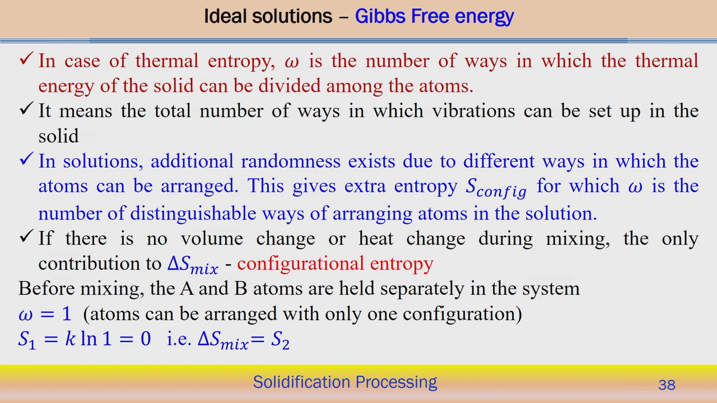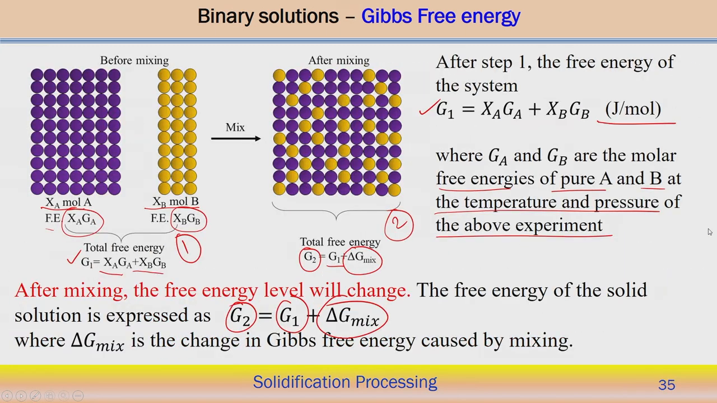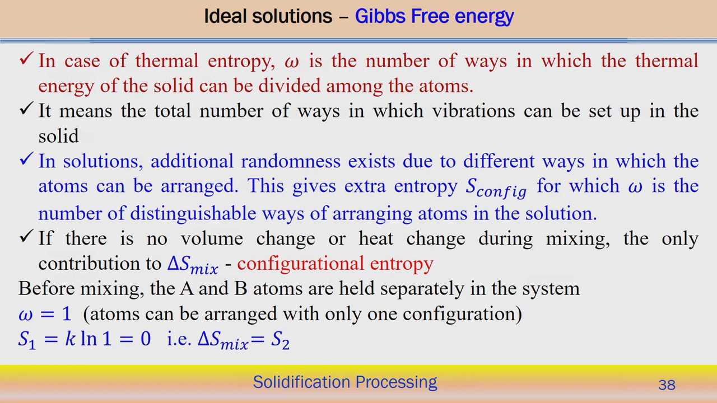If you try to understand the configurational entropy, we can see that before mixing, the atoms A and B are held together separately. If you remember what we have seen, before mixing they are held together. So, the atoms are arranged in one way only before mixing, but after mixing the atoms can be arranged in so many different ways. Therefore, before mixing we can simply quantify it as omega equal to 1, so that atoms can be arranged in only one particular configuration.